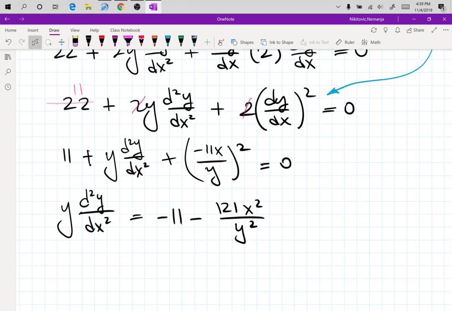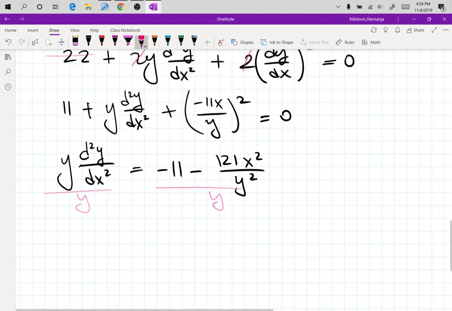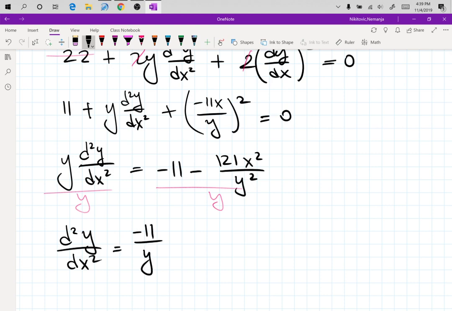And now get y to the other side, so divide both sides by y to get the second derivative alone, and we are finally done. So second derivative of y is equal to negative 11 over y minus 121 x squared over y cubed. You already had y squared. When you divide by y, you take one more y, becomes y cubed. This can be simplified. MyMathLab might look for a simplified answer.